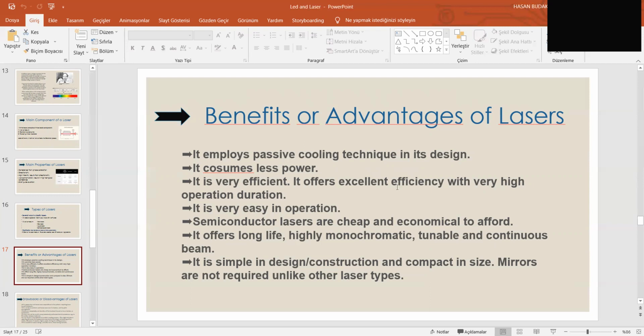Semiconductor lasers are cheap and economical to afford. It offers long life, highly monochrome, tunable, and continuous beam. It is simple in design, construction, and compact in size. Mirrors are not required, unlike other laser types.